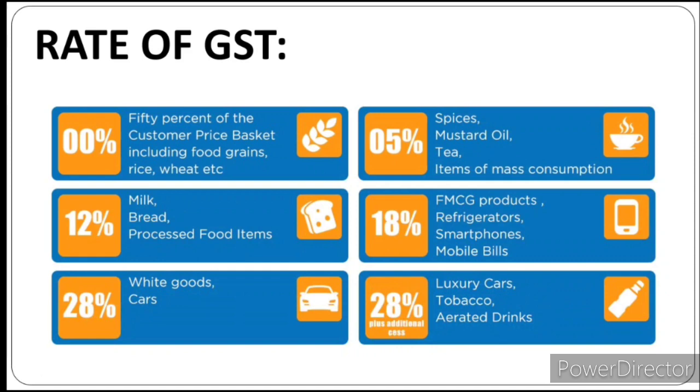As I said, 0% is charged on essential commodities, whatever products we use in our day-to-day life like rice, wheat, etc. 5% GST is charged on items of mass consumption like spices, mustard oil, tea, coffee, etc. 12% is charged on processed food like bread, milk and other dairy or bakery products. 18% is charged on fast moving consumer goods like refrigerators, smartphones, mobile bills, etc.